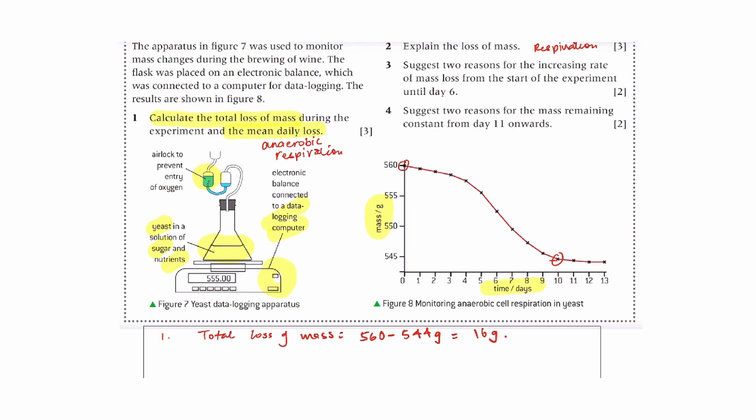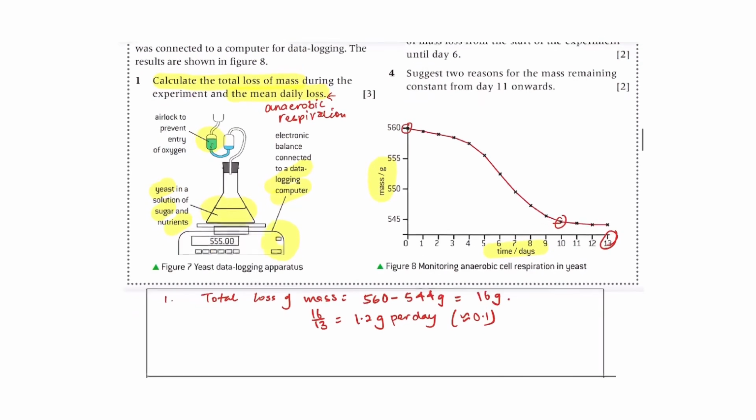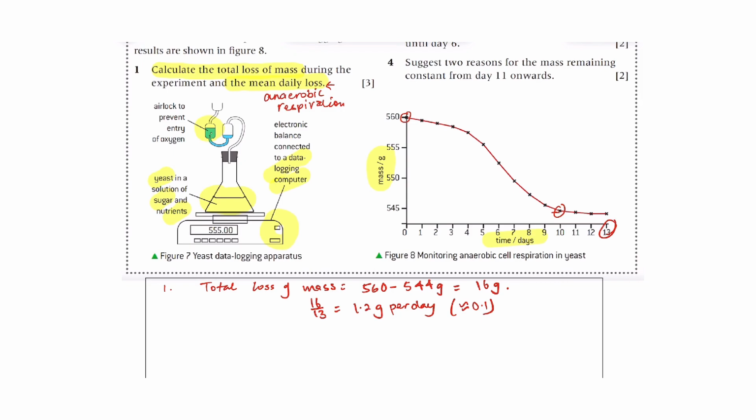Second part is daily loss. So it's for 13 days, 16 by 13, and there will be uncertainty per day. It's probably 0.1, I'm not sure. Here uncertainty can be accepted.